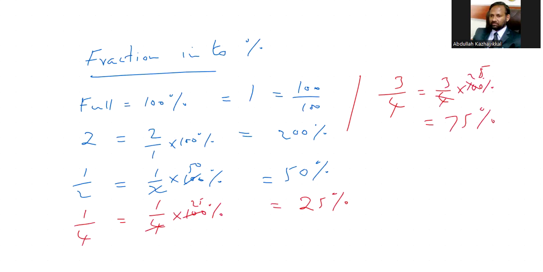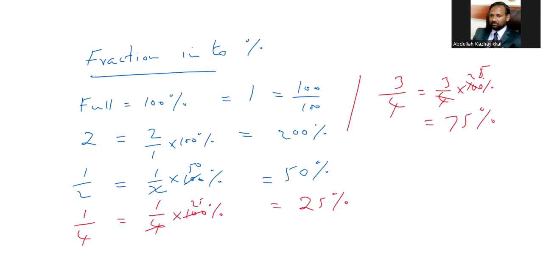Understand? That is why I'm telling you fraction, percentage, decimal, all are same. Decimal is a fraction whose denominator is 10, 100, 1000 or 10,000 like that. But percentage is a fraction whose denominator is 100. Fraction means part by whole.